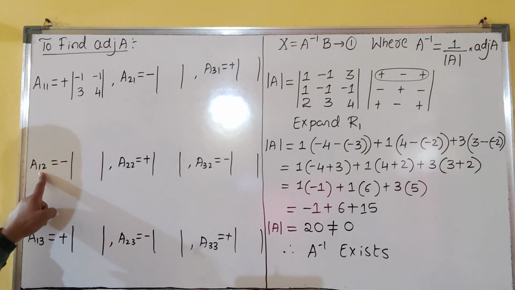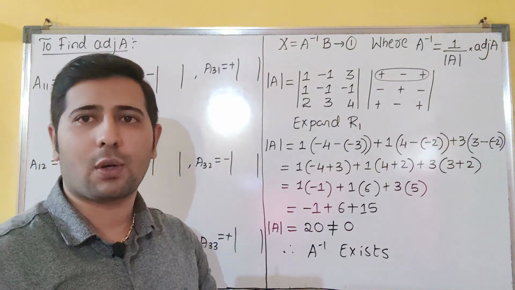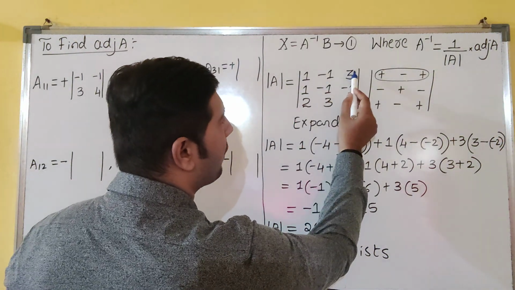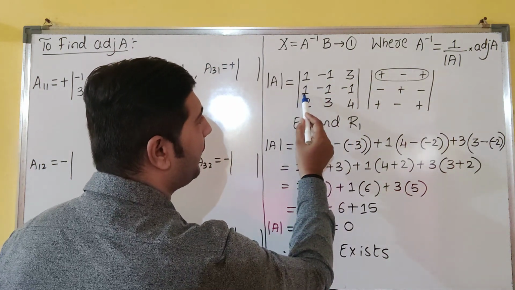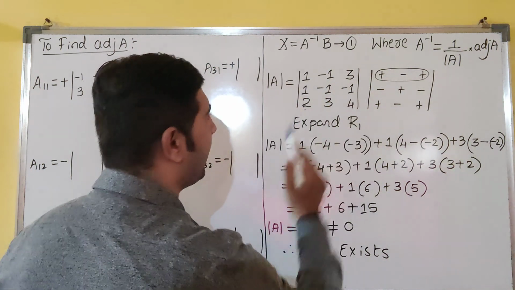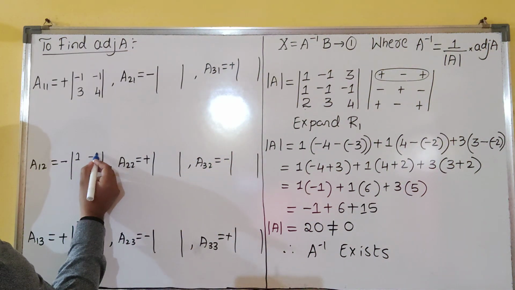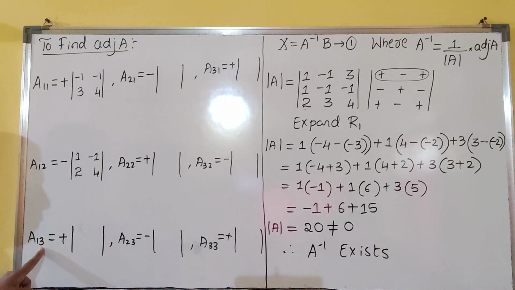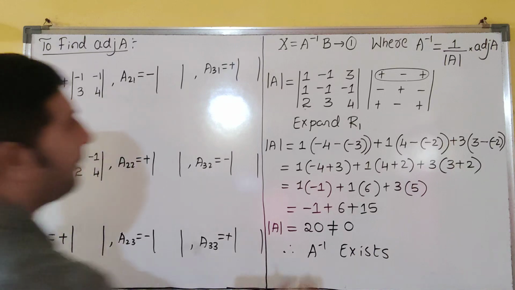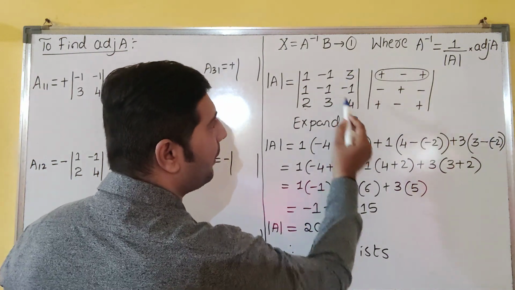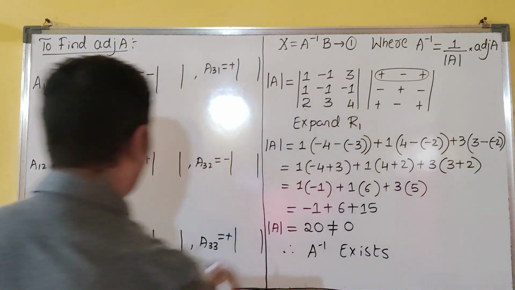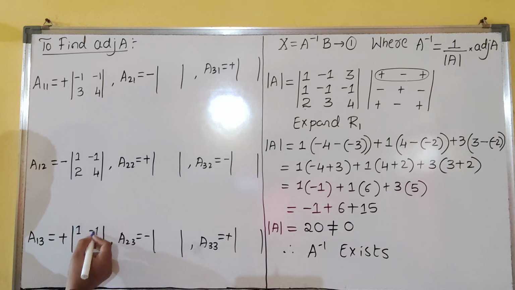A12 now. See here, A12 is first row, second column. That means you leave the first row and second column. What are you left with? 1, minus 1, 2, 4, dear students. Now next, first row you leave, third column you leave. This is first row, third column. You are left with 1, minus 1, 2, 3, dear students.